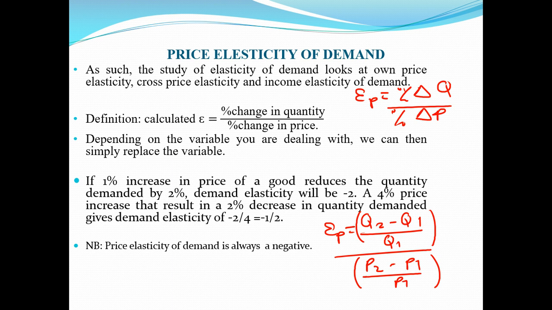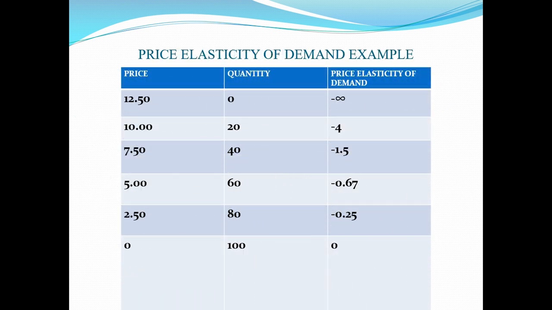But take note that price elasticity of demand is always negative. Why? It's because of the negative relationship between price and quantity. We know that if we increase price, quantity demanded is going to fall. If we reduce the price, quantity demanded is going to increase. So there is this negative type of relationship. When one variable goes up, the other one should fall. So because of that, price elasticity of demand will always be negative, right? So price elasticity of demand will always be negative.